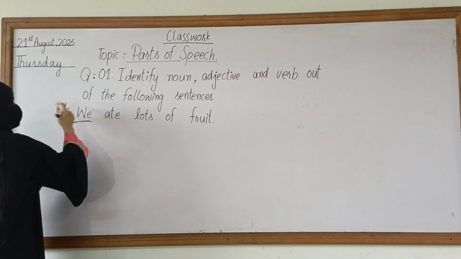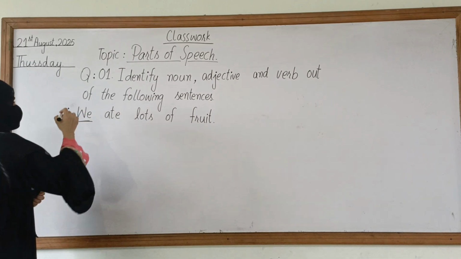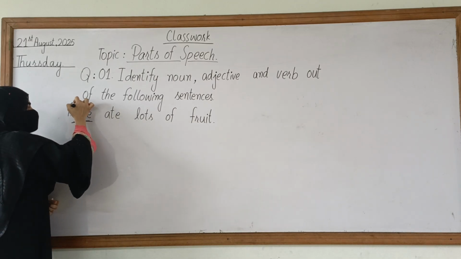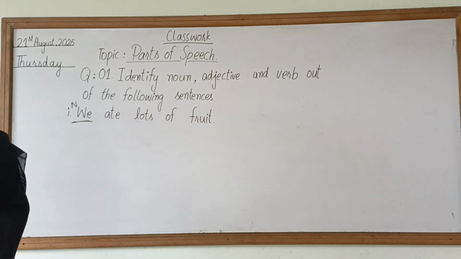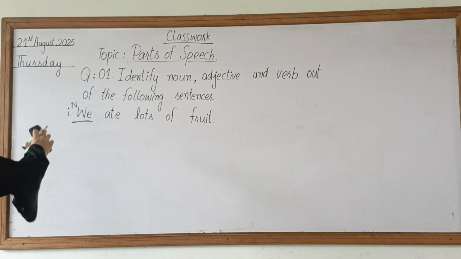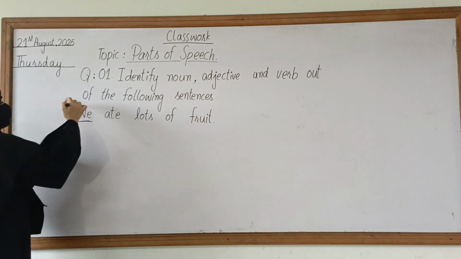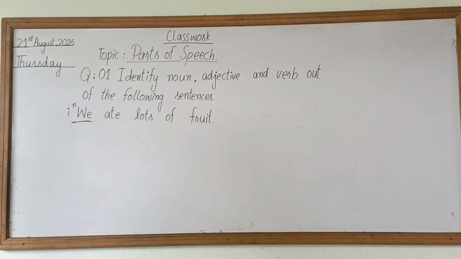So we is a noun. You will be writing n over that, in a small case, so that it would be considered that we is a noun. We is the subject, the general name, the common name of the group of people. We means hum.